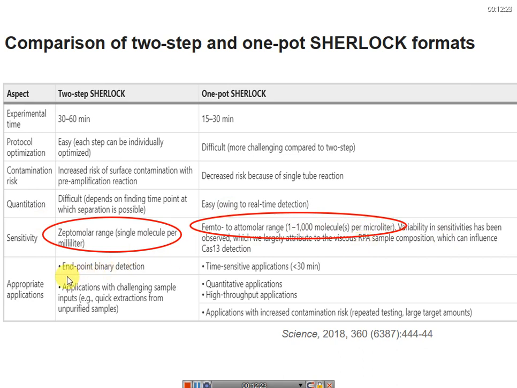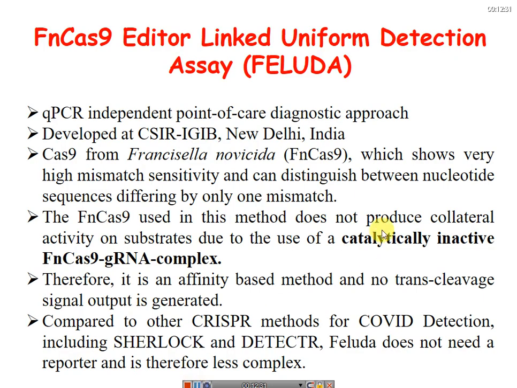So with this, now we will move to the next technique. In the case of Fedula, we use a Cas9 enzyme from Francisella novicida. Okay, and the Cas9 which is used here is now popular as FN-Cas9. It shows a very high level of sensitivity. FN-Cas9 has very high mismatch sensitivity and can distinguish between nucleotide sequences differing by only one mismatch.